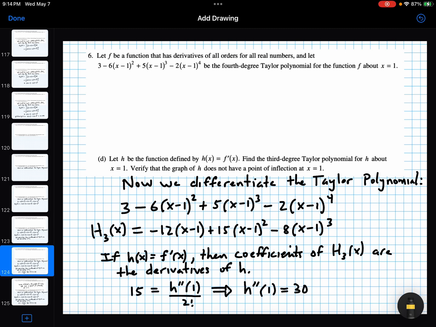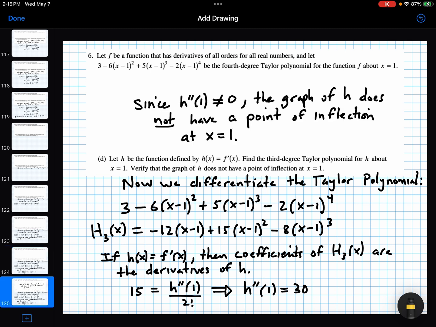And if I multiply both sides by 2 factorial, I get h double prime of 1 equals 30, which means that my second derivative at x equals 1 is not equal to 0. So I'm going to go above in the white space there and write my answer sentence. Since h double prime of 1 is not 0, the graph of h does not have a point of inflection at x equals 1. And that is the end of part 6.